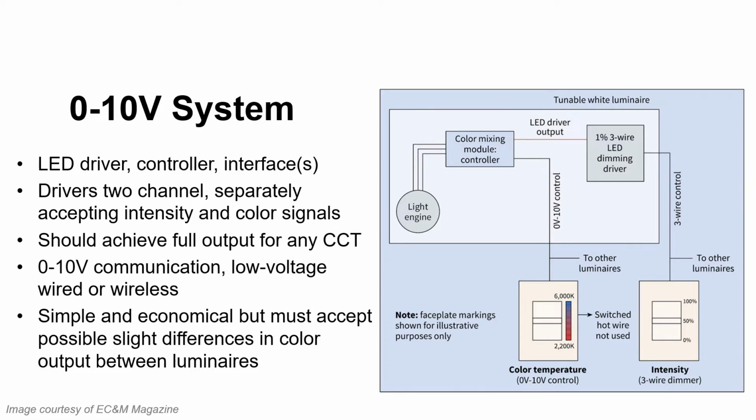This basic system is relatively simple and economical as an approach to white light tuning, though 0-10 volt is not standardized and as a result it's not very precise. This can produce slight differences in color output between luminaires sharing a space.